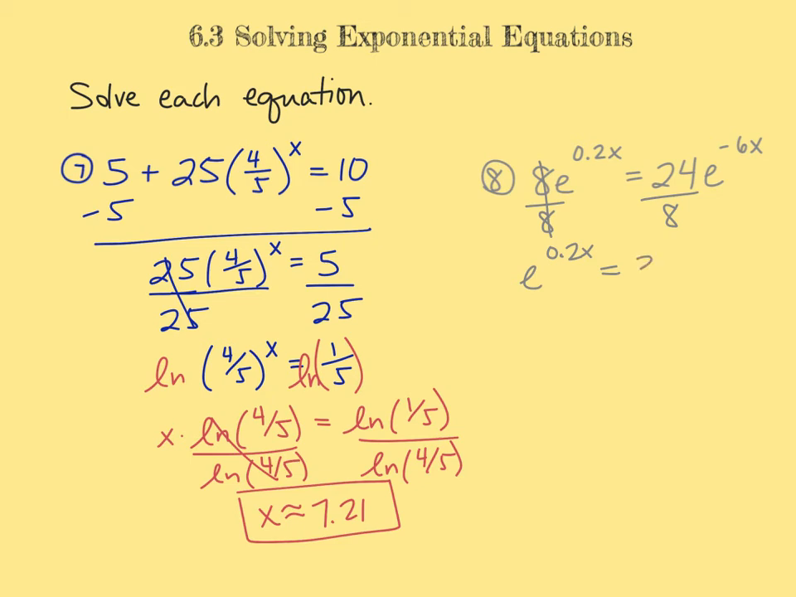So 24 divided by 8 is 3. Again, that makes it a little simpler than having a 1/3 on one side. This is very similar to the problem we did earlier, I believe number 5. We do want to take the natural log of both sides.